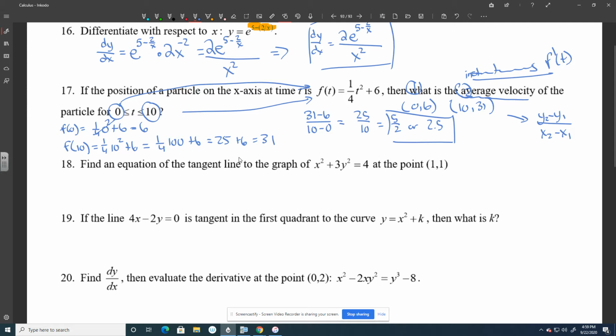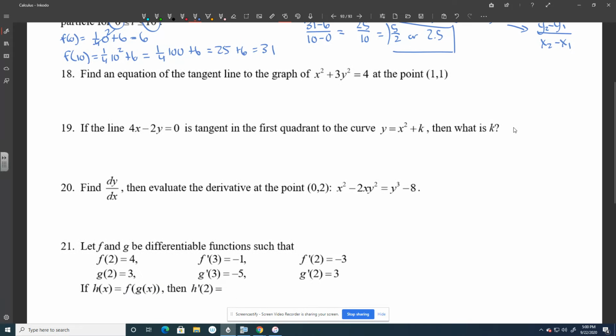And it didn't give us units, so we don't know if that's meters per second or feet per hour. We don't have any sort of measurement of time. So we're just going to use 5/2 or 2.5. No units for that one.